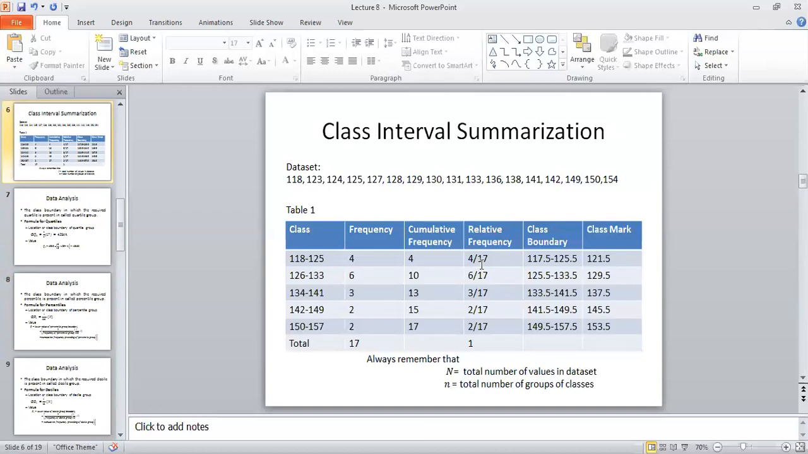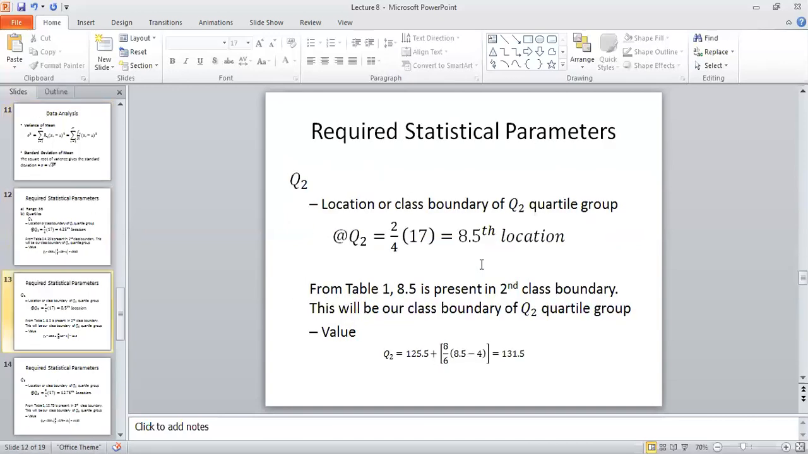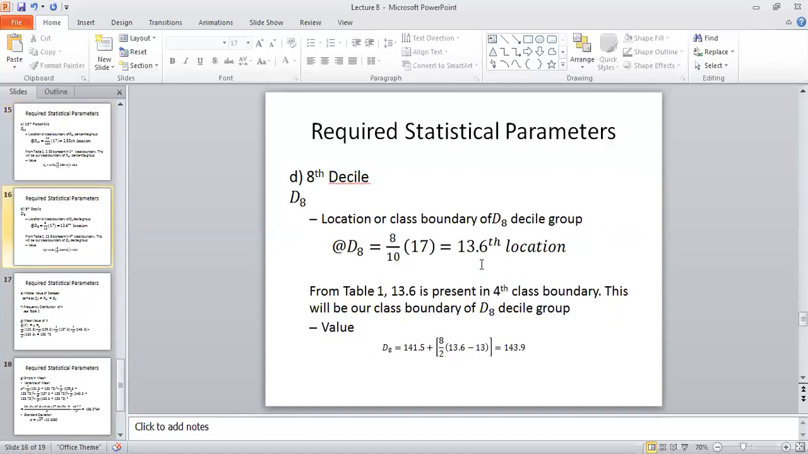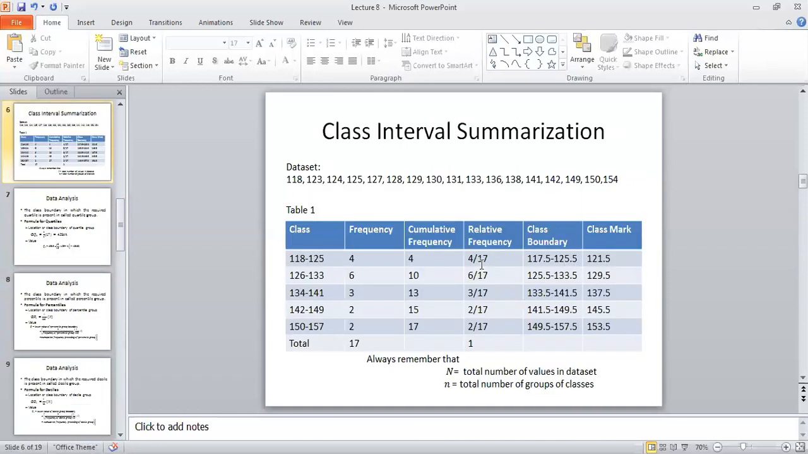13.6 is basically located... Let's confirm that we have to find 13.6, the 8th decile. So just let's confirm this thing. Yes, 13.6. So moving back to our class interval summarized table, we have to find the 13.6. We can see that till the 13th value of the data set, we are in the third class interval, and till the 15th value, we are in the fourth class interval. Our value is 13.6, which basically means that this can be found in this fourth class interval. That means this is our required decile group.